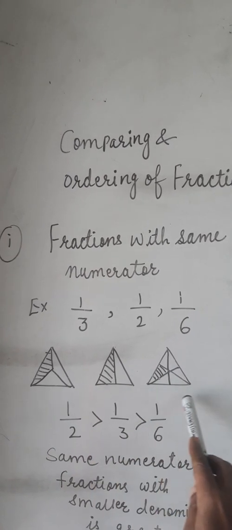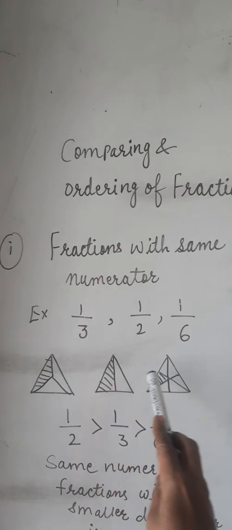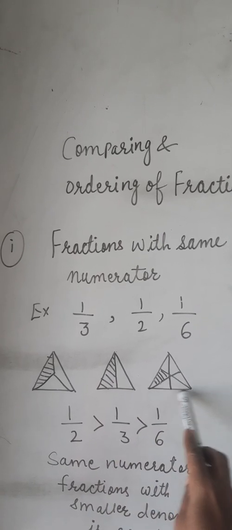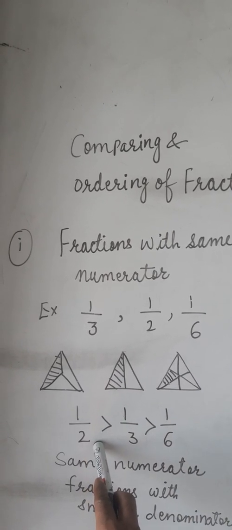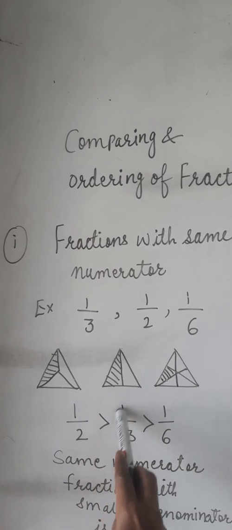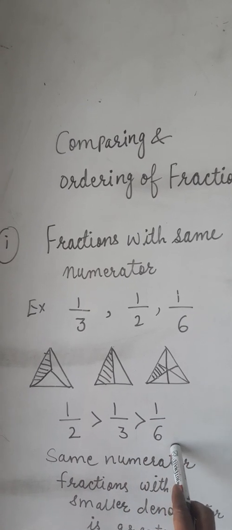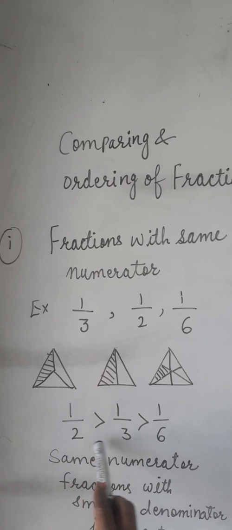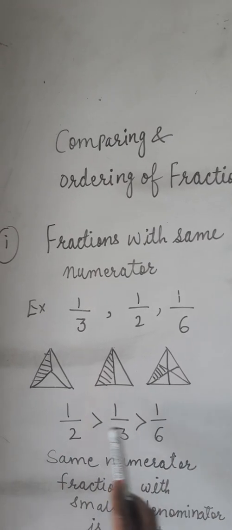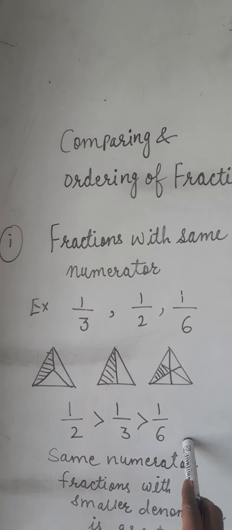So when we are comparing, looking at the shaded portion, we have arranged like this. 1 upon 2 is greater than 1 upon 3 and 1 upon 3 is greater than 1 upon 6. This is the descending order, greater to smaller.